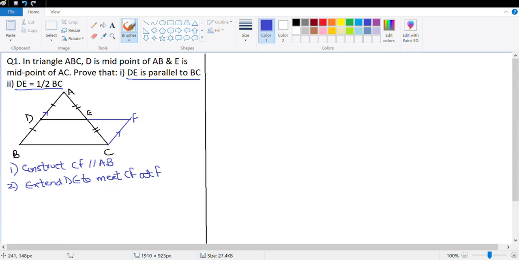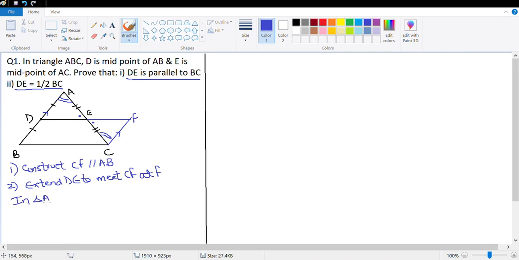Now that we've done this, let's look at triangle ADE and CEF. This angle and this angle are equal. Why? Vertically opposite. AE and CE are equal, already given, and angle A here and angle C here are equal because these are alternate angles. So now we will be able to prove that these two triangles are congruent. So let's start writing this down.